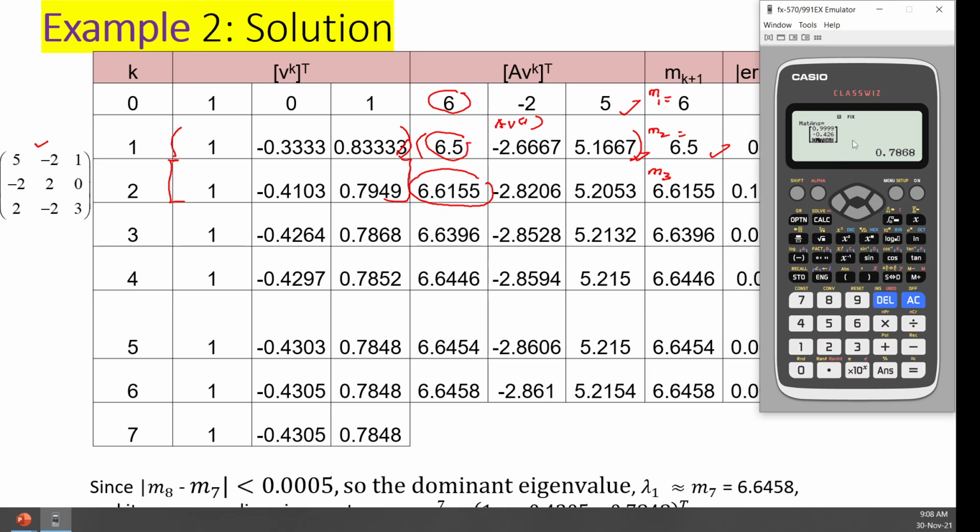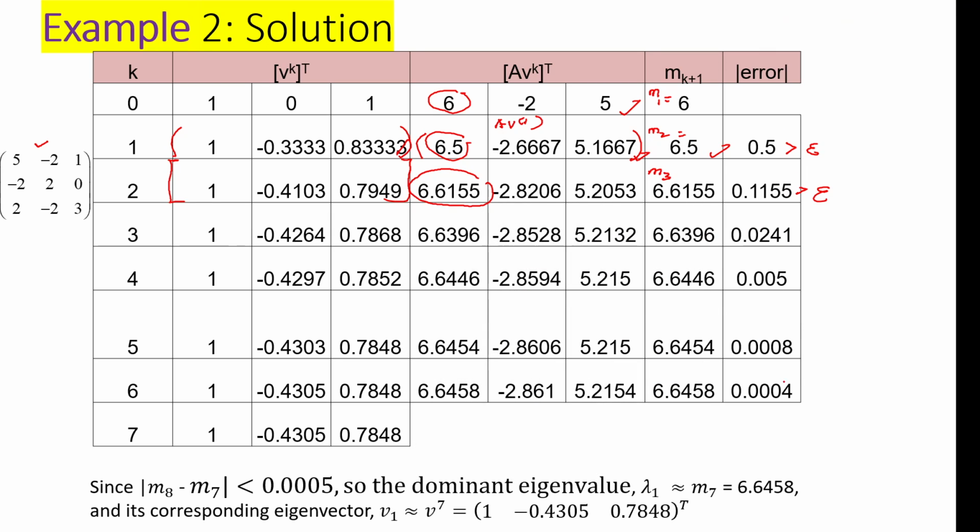V number 3 is also stored in max answer. Later on repeat: A times max answer. So clear, option A times option max answer. You get 6.6394, negative 2.8527, 5.2131. So you repeat the process until your error at step k equal to 6.